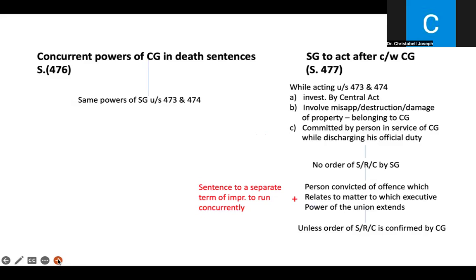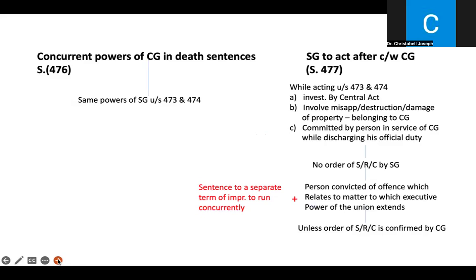Then we'll move on to the next section, that is section 477. Section 477 talks about the state government acting after concurrence with the central government in certain cases. This section stipulates that the state government must obtain concurrence from the central government before exercising powers to remit or commute sentence in certain cases. Now, what are they?